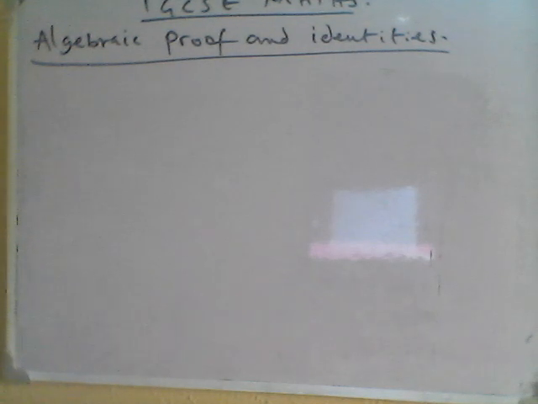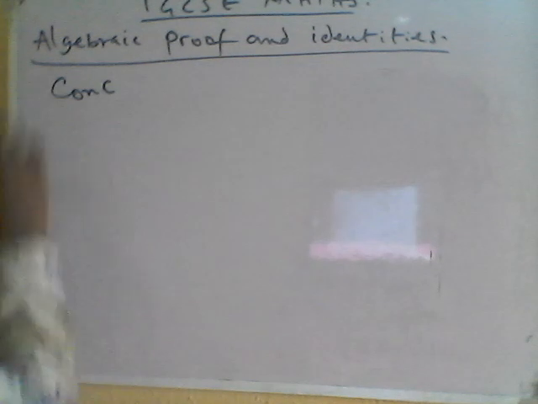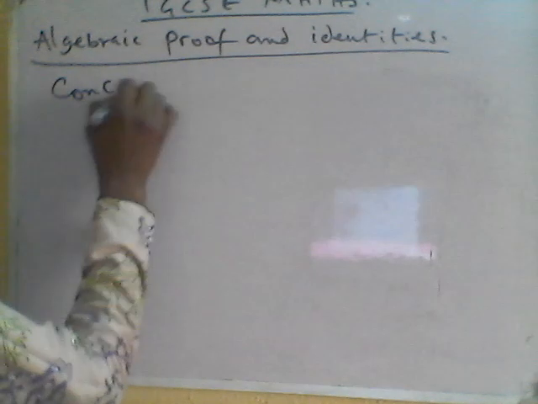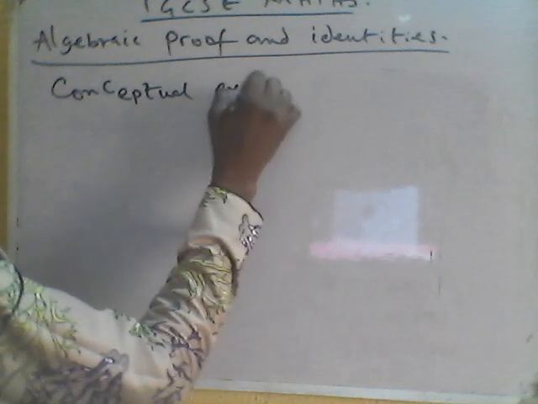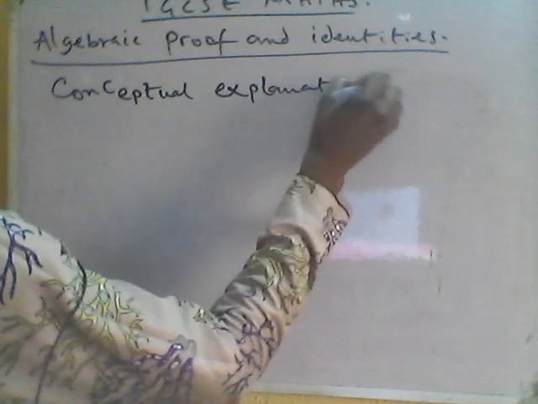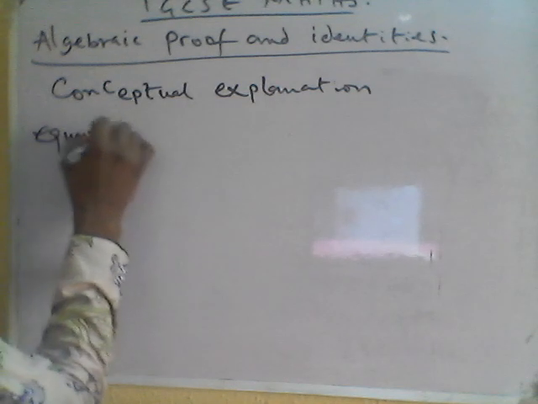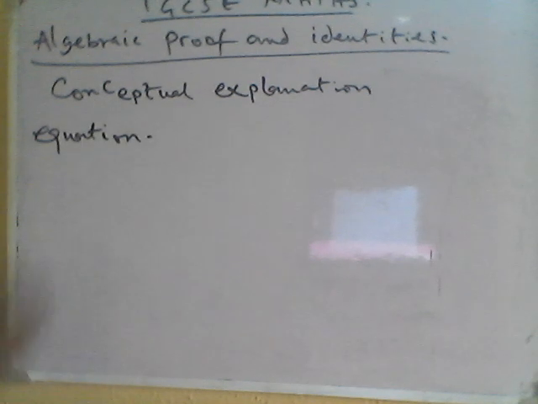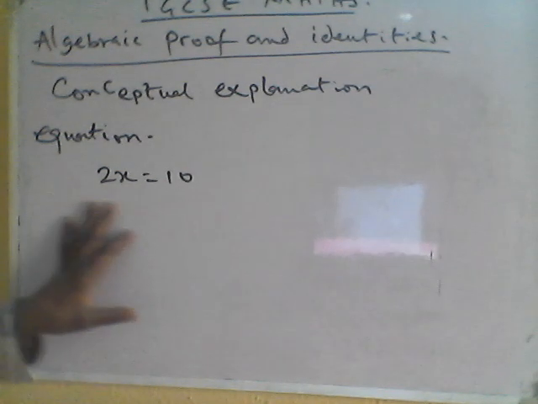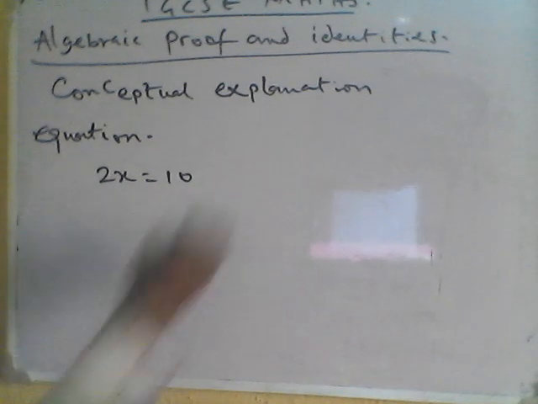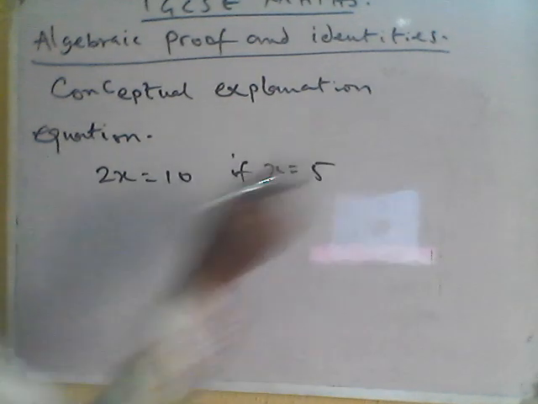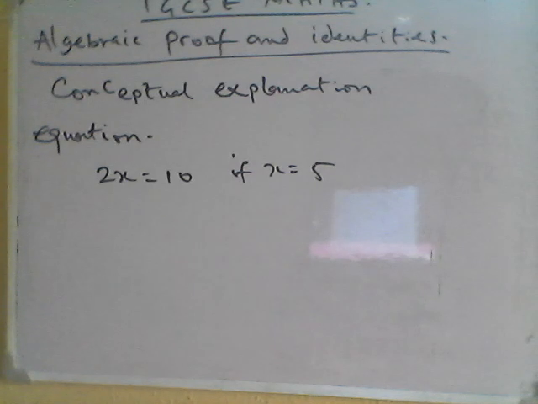So what is the conceptual explanation for identity and equation? Okay, so for an equation, for example, 2x equals 10 is true for some values of the variable. For this kind of equation, if x equals 5, this equation is true. It's true only when x equals 5, right?